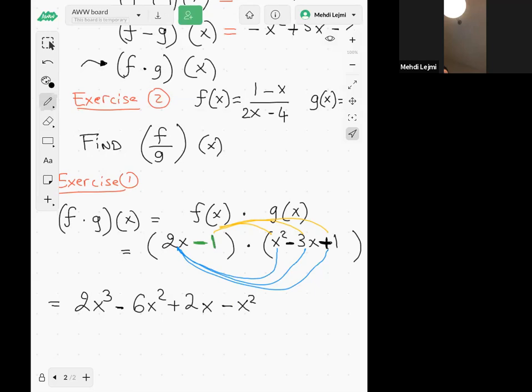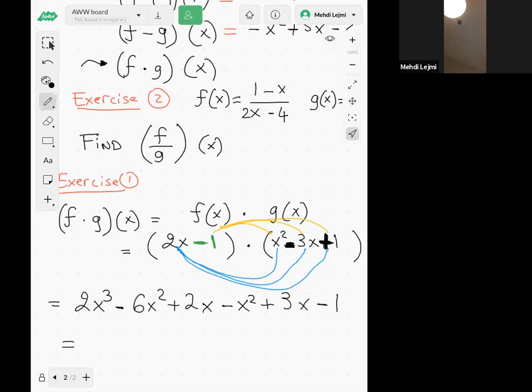Minus 1 times minus the 3x, right? Minus minus, that will be a plus, sorry. That will be a plus. So it's plus 3x. And finally, it's negative 1 times a plus 1. A negative 1 times plus 1, that's negative 1. All right, and now we have to simplify.